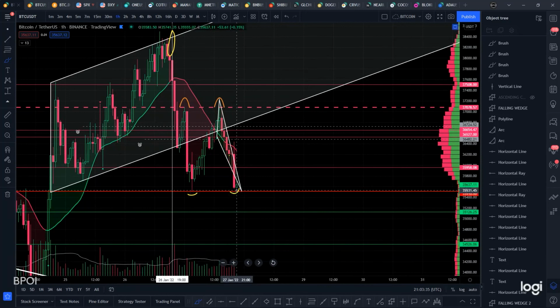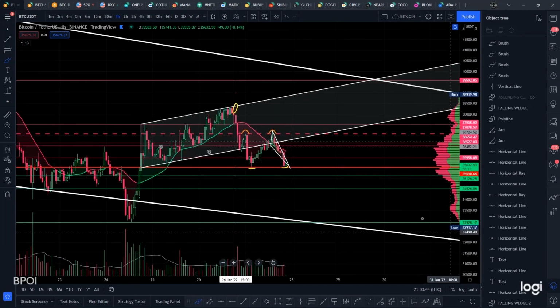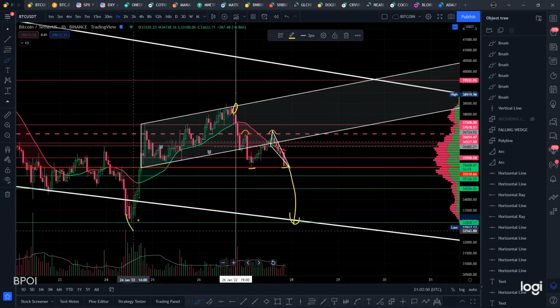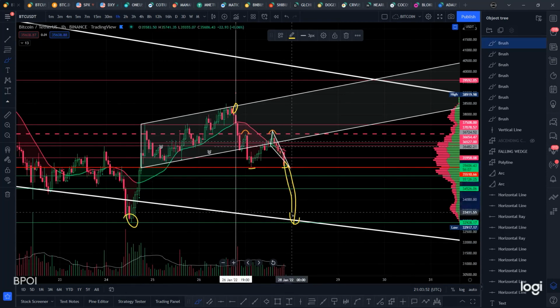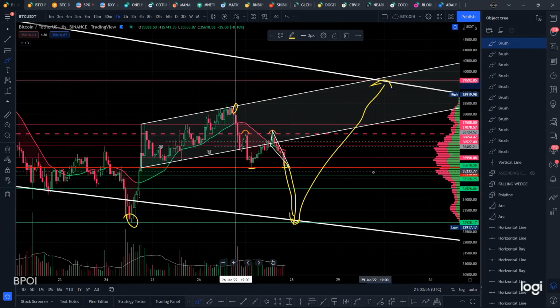We need to hold this level. We don't want to see Bitcoin in these lows, ideally. But if we don't hold this level, then yeah, we're going to continue down. I would imagine we'll see potentially a touch of this trend line. We've got support 32,928. This was acting as support before. Okay, so we could see a touch of this level and then potentially a move back up to the top of the pattern here.